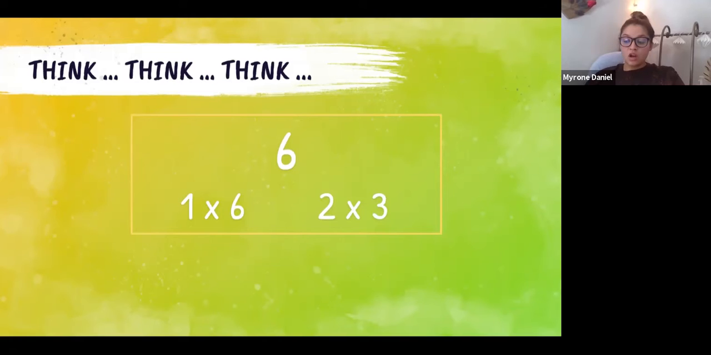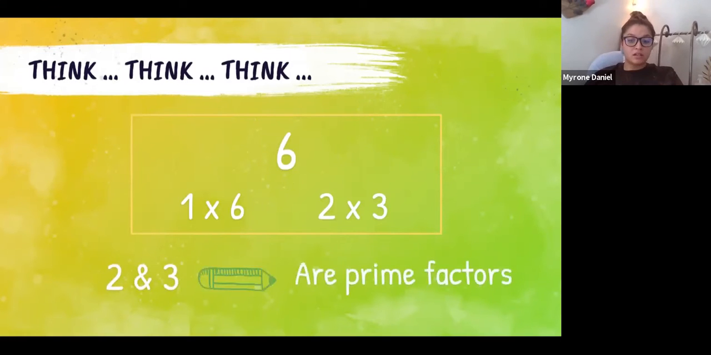So prime factors are important because they're the multiplicative building blocks of numbers, and they can help you find factors that 2 composite numbers share in common, or 2 numbers share in common. So 2 and 3 are going to be our prime factors of 6.